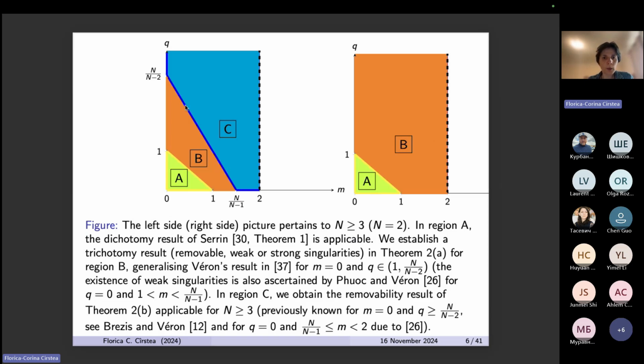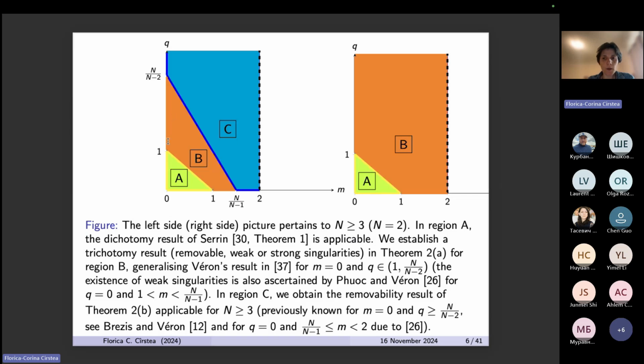So I'm going to look at the left side, where n is greater than or equal to 3. The region marked here in green or yellow, region A. In region A, when you have q plus m less than or equal to 1, this corresponds to the Cirillo result, which I mentioned earlier. And so we have either removable singularities or solutions comparable with the fundamental solution. So that was done.